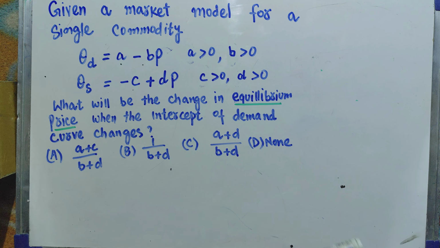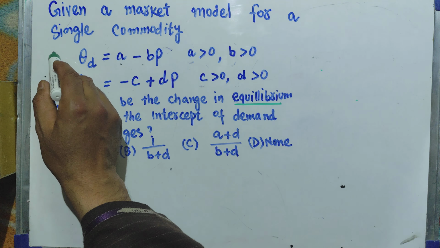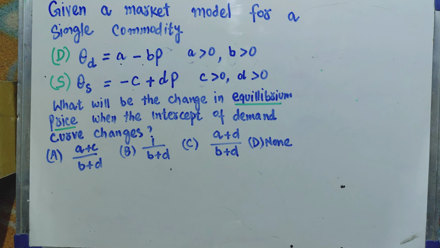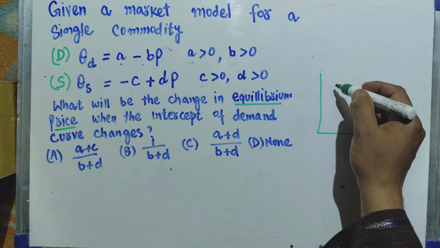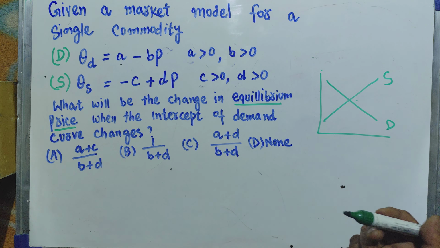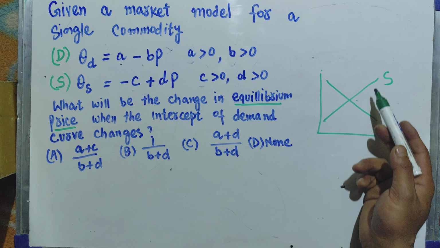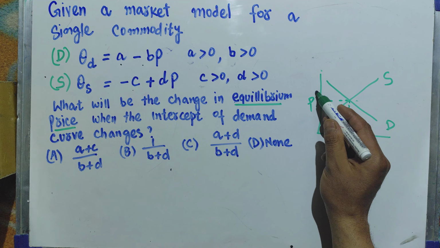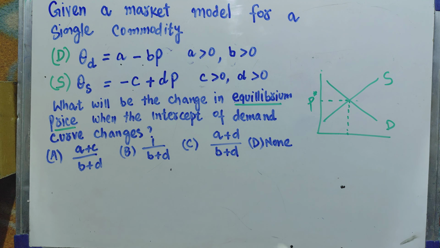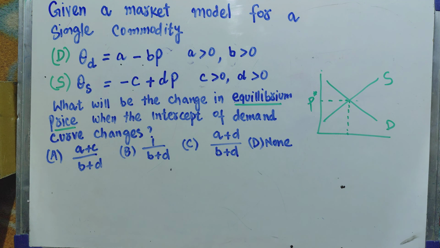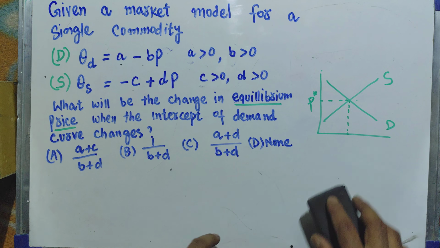Okay. So first we need to find out the equilibrium price. To find out the equilibrium price, we are being told this is our demand function, this is our supply function. What happens at equilibrium? Graphically, if I draw the graph, if this is our demand curve which is downward sloping, this is supply curve which is upward sloping, equilibrium occurs where the demand and supply curves intersect with each other. That will give us the equilibrium price. Then we need to find out what will be the change in the equilibrium price when the intercept of the demand curve changes.